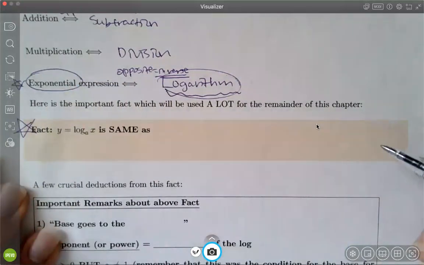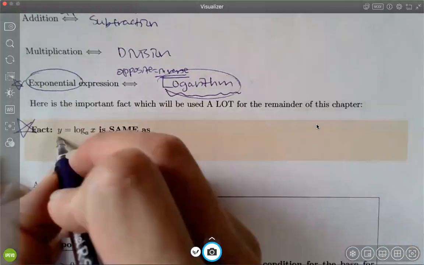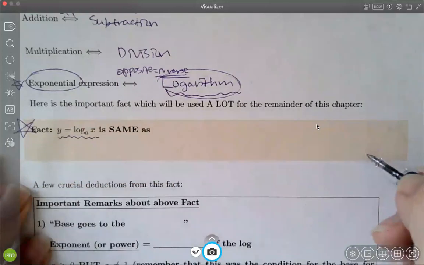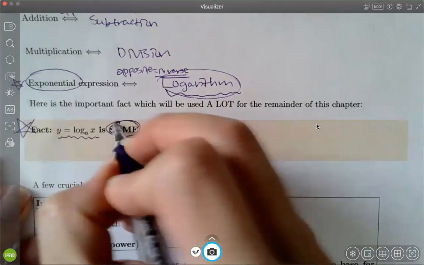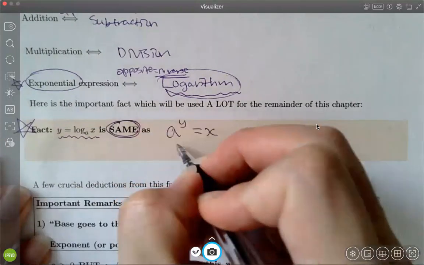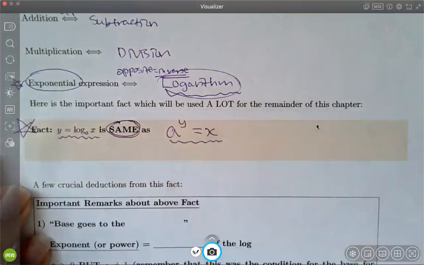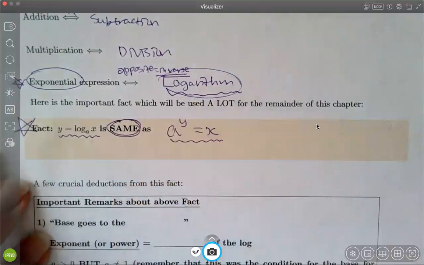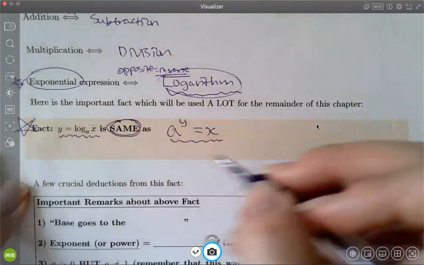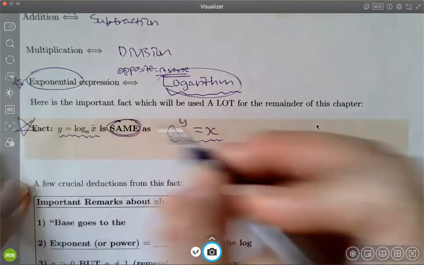So we have y equals log subscript a of x. Okay, so this is the same as a to the power y equals x. Now let's look at this log subscript a x, this thing here.